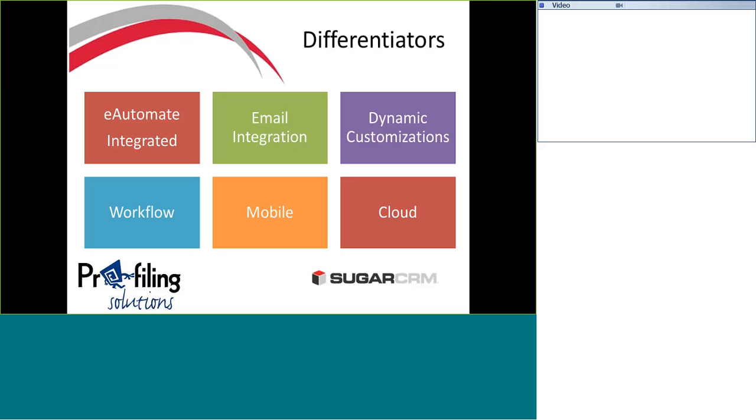So email integration. Dynamic customizations is a really nice feature in SugarCRM. Inside of the studio, we have the ability to drag and drop. So we can change layouts, we can add fields, all with just a very few clicks. And we can make those changes dynamically, meaning that there's no compiling. So when I press the Save and Deploy button, my users can see those changes instantly.